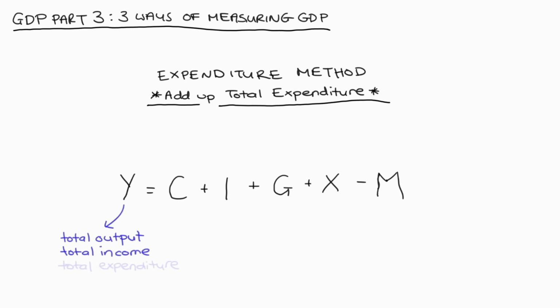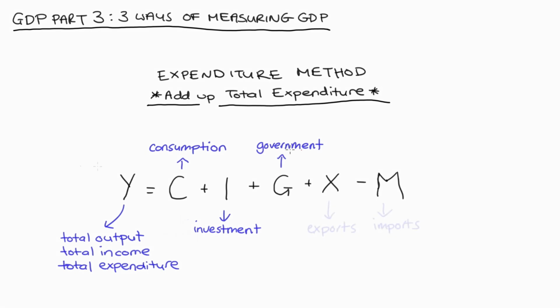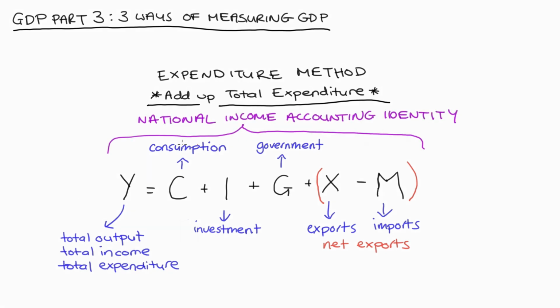Y here stands for total output. Sometimes we talk about it in terms of being total income or of total expenditure or sometimes total spending. So that's our GDP. And that's equal to C, consumption, plus I, investment, plus G, government spending, plus X, which is exports, minus M, which is imports, and X minus M together make net exports. This is sometimes called the national income accounting identity.